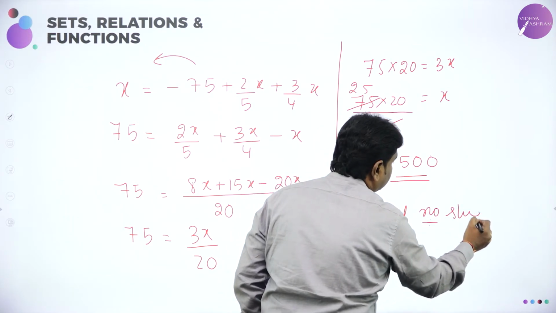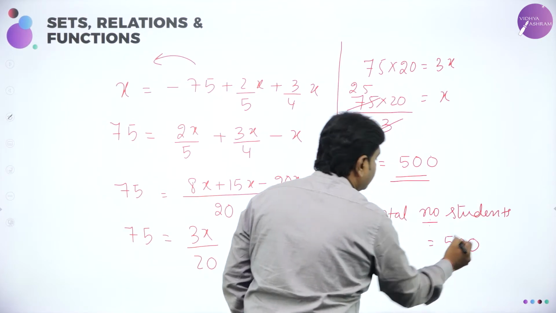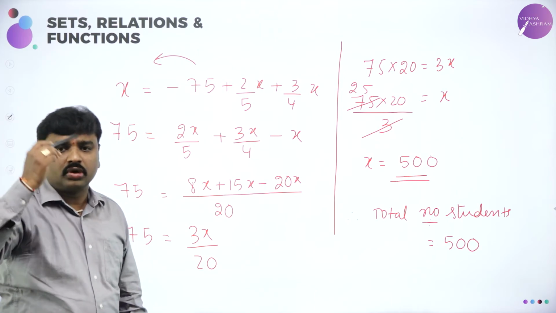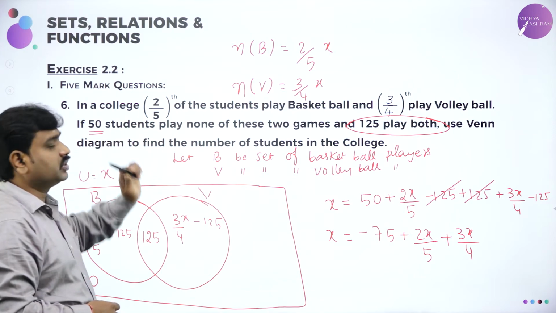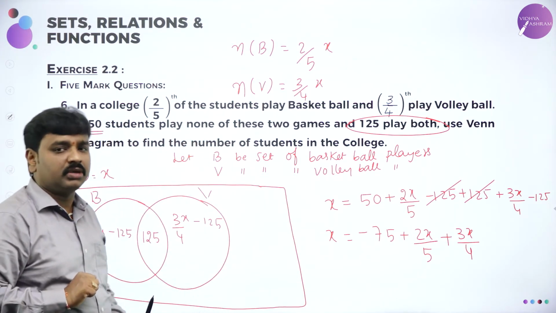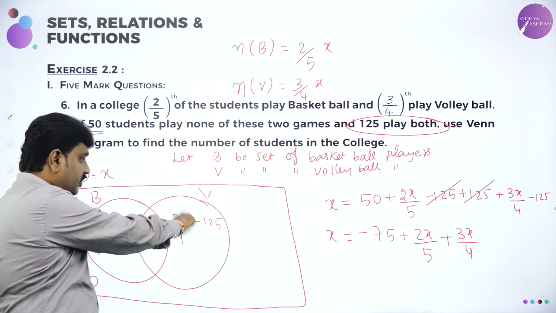What is the total strength? Total number of students is equal to 500. By the Venn diagram they want you to find, we got it. Let me repeat the whole problem. It is simple and easy. So in a college, 2/5 of students will play basketball, 3/4 will play volleyball. So make two sets, basketball players B, volleyball players V.